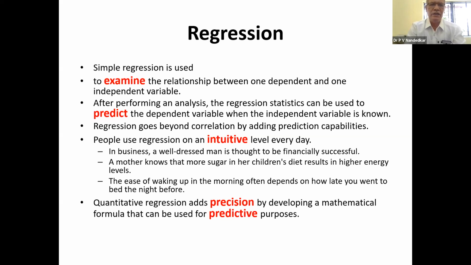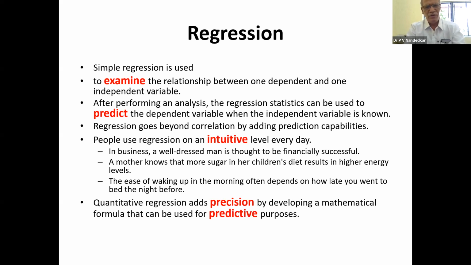Similarly, the regression coefficient works on a sort of intuitive level, in the sense that in business, a well-dressed man is usually thought to be financially successful. Similarly, a mother knows that the more sugar in her children's diet, the higher their energy level may be. That means those children will be more active. So these are simply intuitions, but only the proof of statistical analysis gives us a perfect idea whether your intuition can be confirmed.